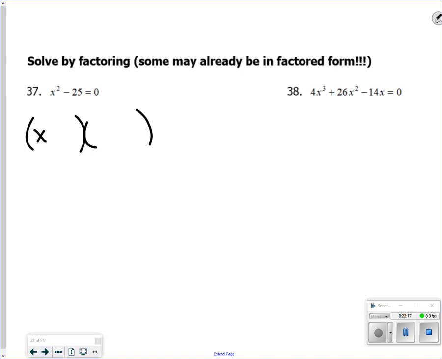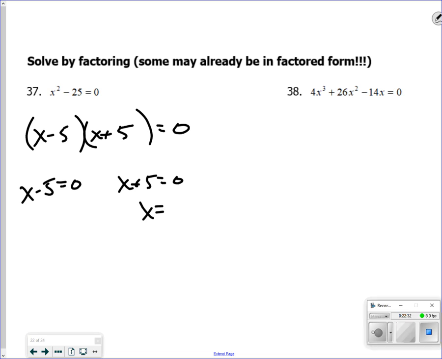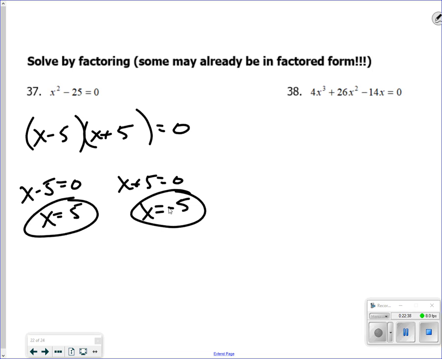Difference of squares. x minus 5 and x plus 5. x squared is a perfect square, x times x. 25 is a perfect square, 5 times 5. And I factor. To solve, I would set the factors equal to 0. And so I get x equals 5 and x equals -5.